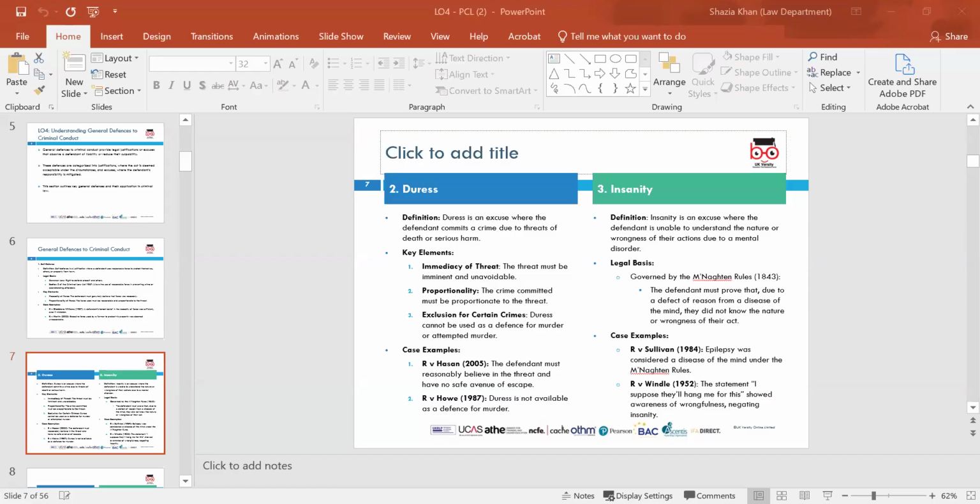The legal basis for this is trying to understand the elements of insanity, and there are popular cases such as R v Sullivan, which looked at the M'Naghten rules. The M'Naghten rules focus on whether the defendant understood the nature of their acts or could distinguish right from wrong while committing the crime. It's quite hard for some people to understand, but cases are there to identify the elements of insanity and how it could be used as a defense.